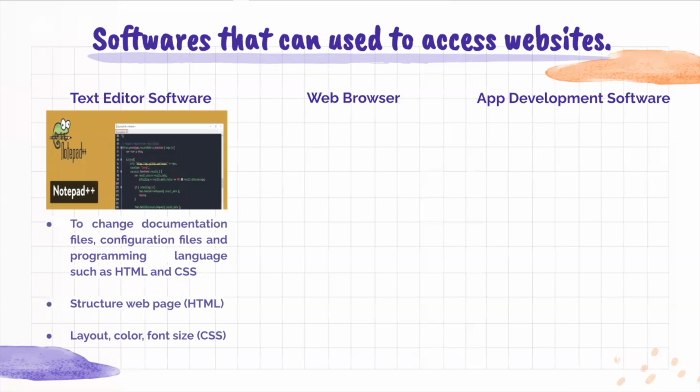For CSS, which stands for Cascading Style Sheets, it will be used to describe the presentation of web pages, including the basic layout, color, and font size.